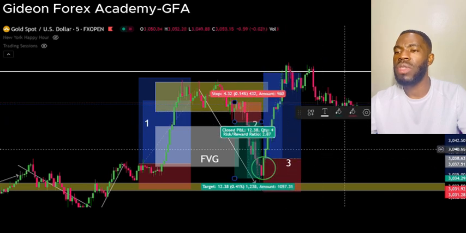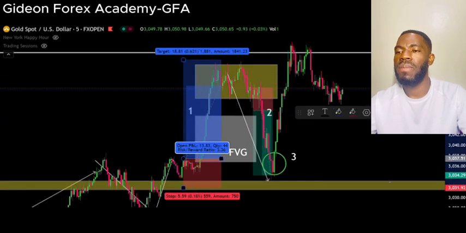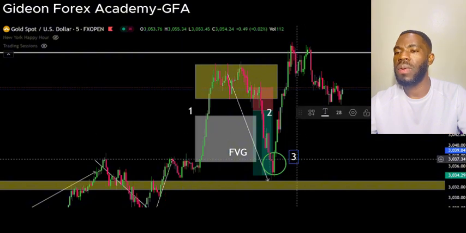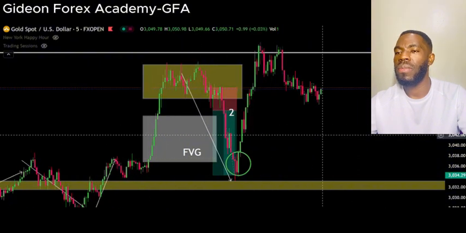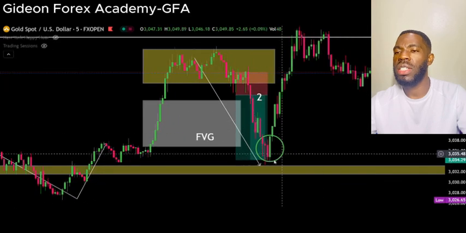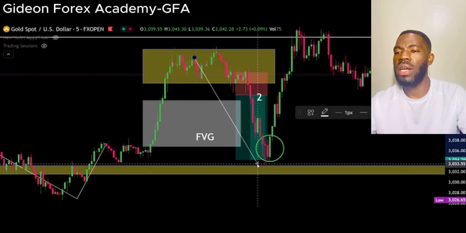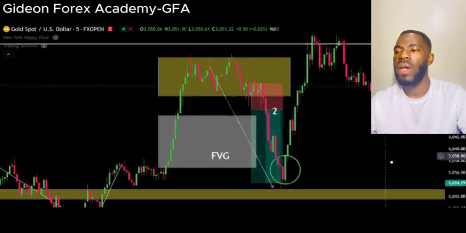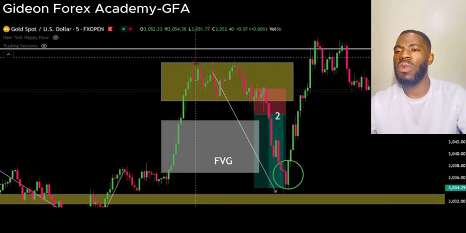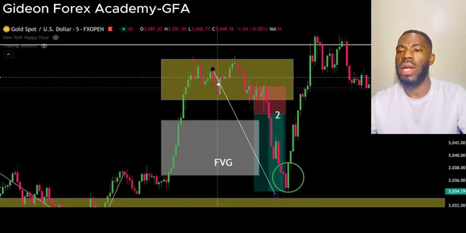Let me just remove this and the first one. I'll just keep the second one. There's something I want to show you guys. So the second trade, you can actually see the one which returned to close off the imbalance. You can see this second trade here. It was clear from all-time highs. That reaction there was more like a double top.